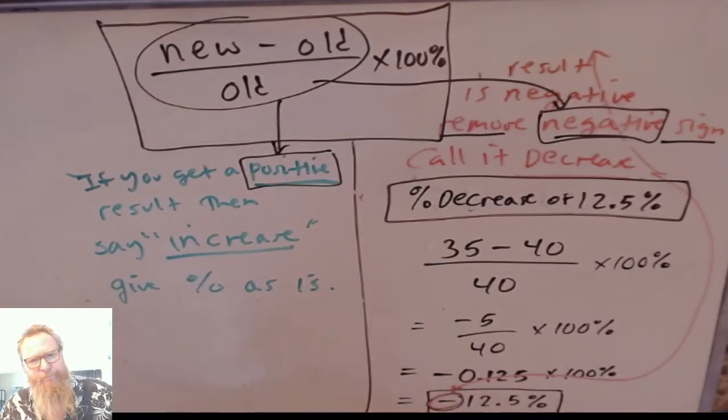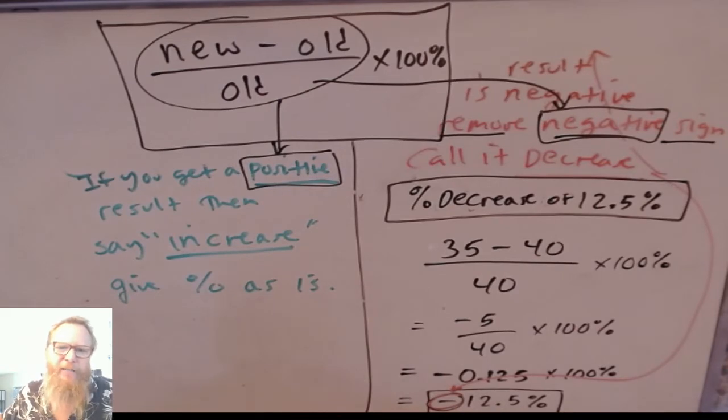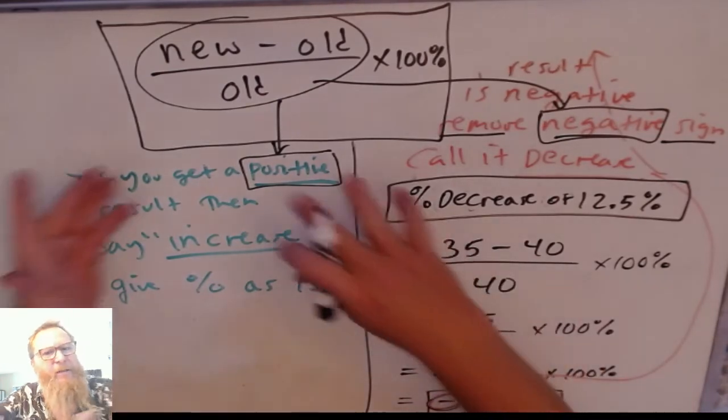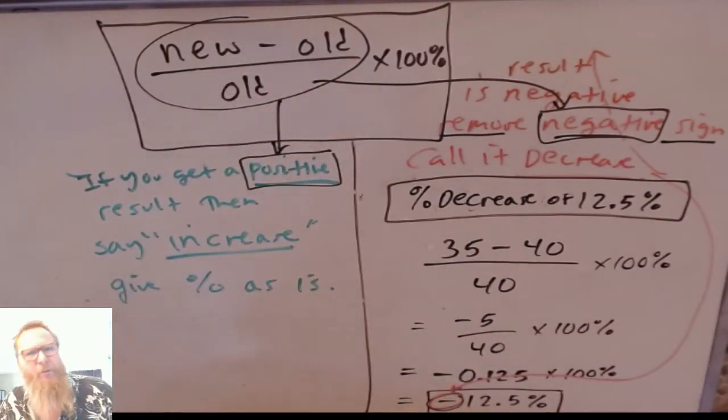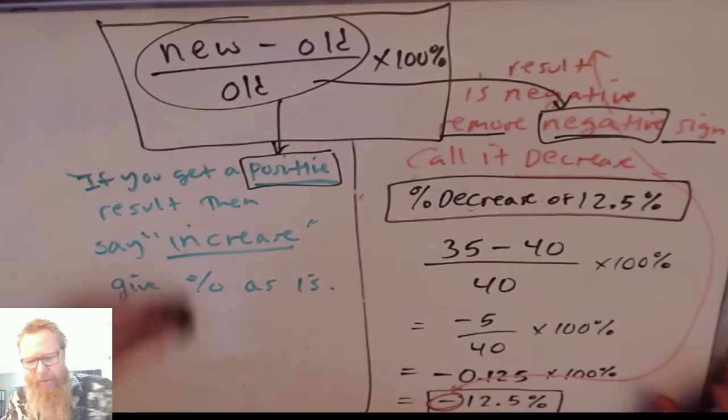Okay? So now we can do the rest of the examples, and I don't have to constantly switch back and forth between the 2 different formulas. I'm just going to use this formula. It's always new minus old divided by old.